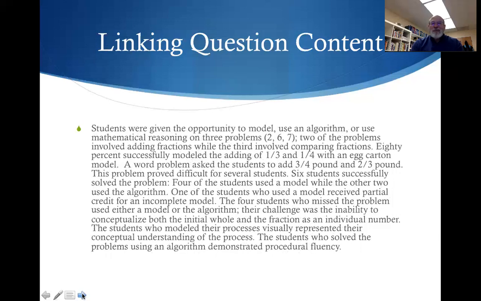Here's another example. I'll let you read this one. And this one, you're looking at 3 problems. And they're able to use a model, an algorithm, or mathematical reasoning. But once again, it's the same process. You're integrating it. Instead of doing it very much like a staccato, you want to weave it like a tapestry to say, here's what's going on.